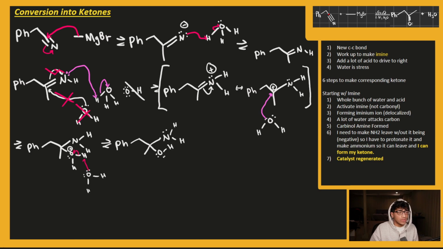H2SO4 and hydronium. So hydronium's going to be there, and we need to be able to make nitrogen have a plus charge. We need to protonate him. We need to do acid-base so he can leave without getting a charge on him.